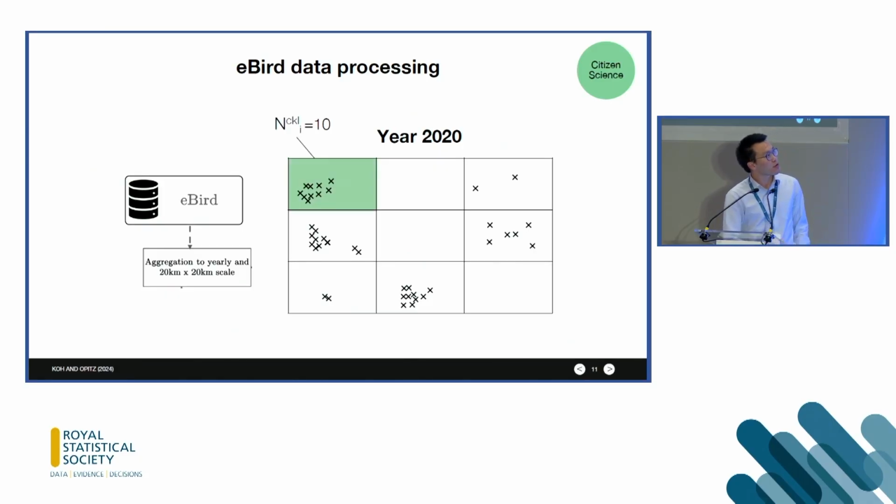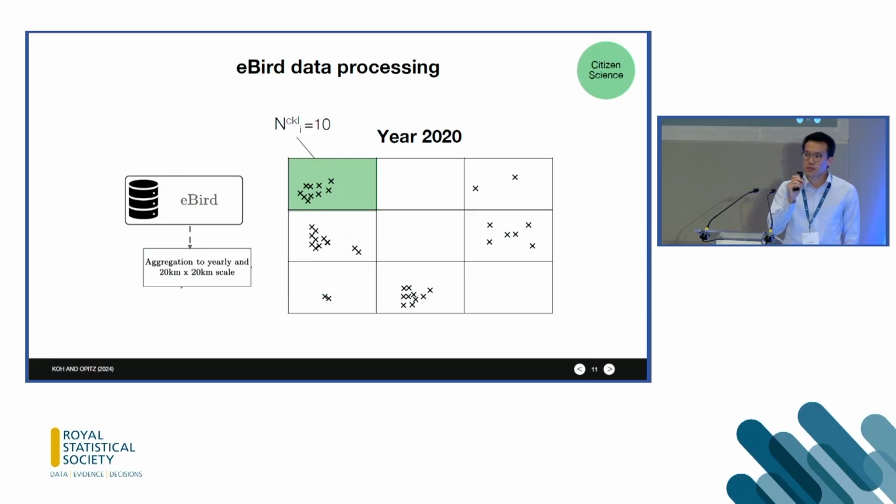And then what we can do now in this simple example is we call n checklist I, where I here is the index for space-time, in this case the spatial pixel year, and you can just do an aggregation of the number of checklists that we have. So in this case, we have 10 checklists, we count.